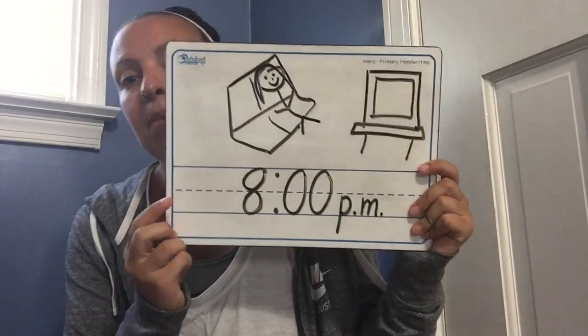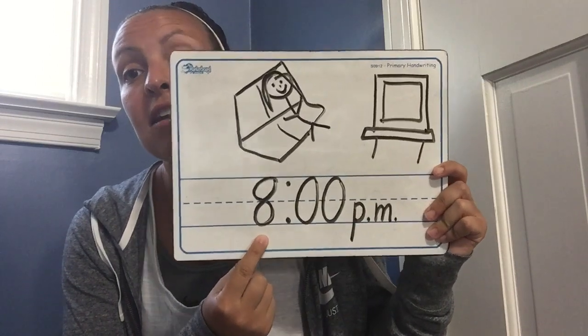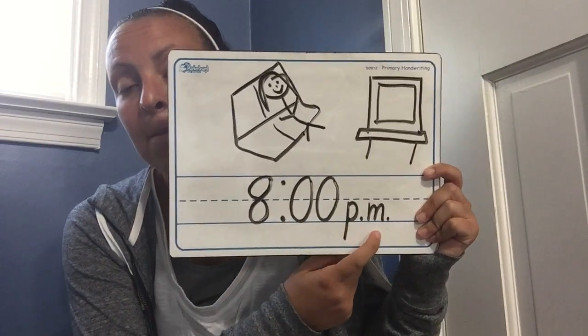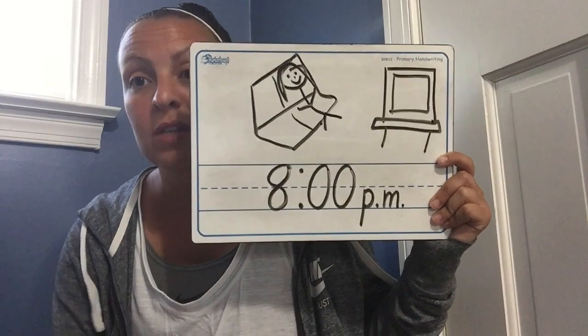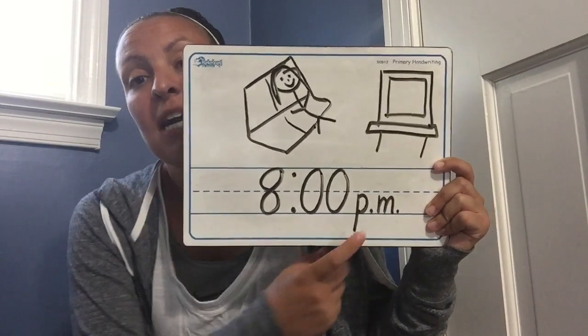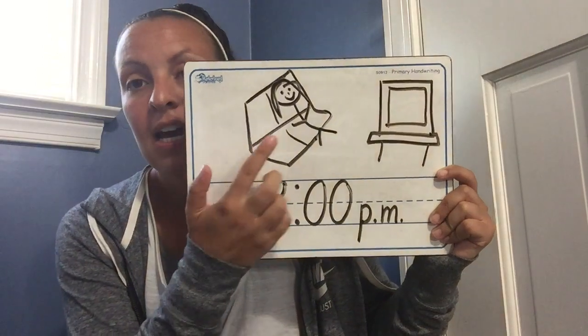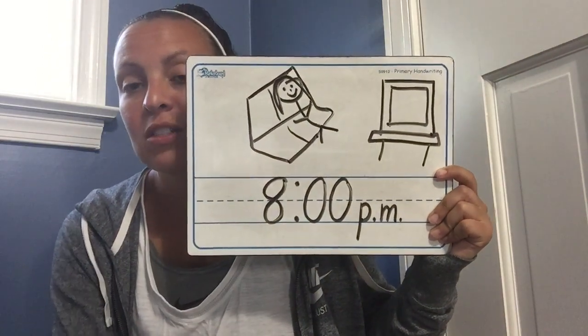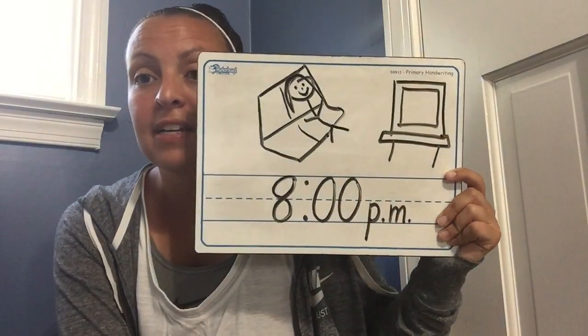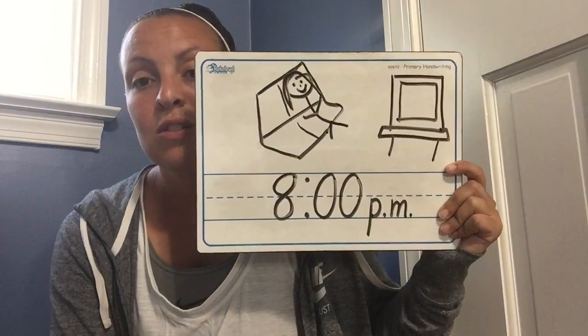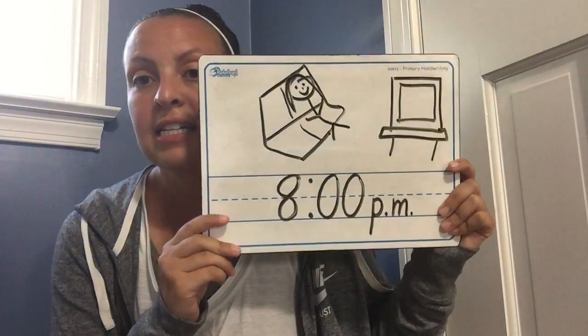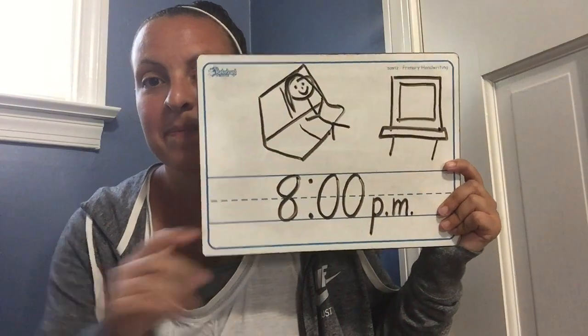And I wrote the time. It says 8 o'clock p.m. So p.m. means it's also nighttime. So p.m. is used for afternoon and nighttime. And that's me. I'm sitting on my couch and I'm watching some TV, getting ready for bed. So usually at nighttime is when I watch TV.